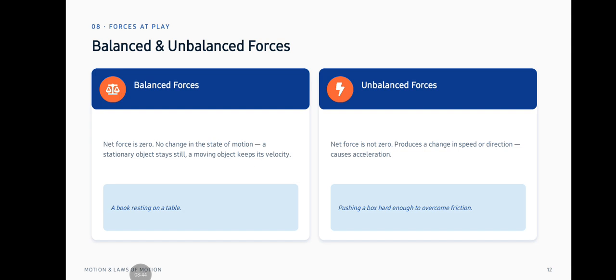Net force is not 0, produces a change in speed or direction, causes acceleration, like pushing a box hard enough to overcome friction.